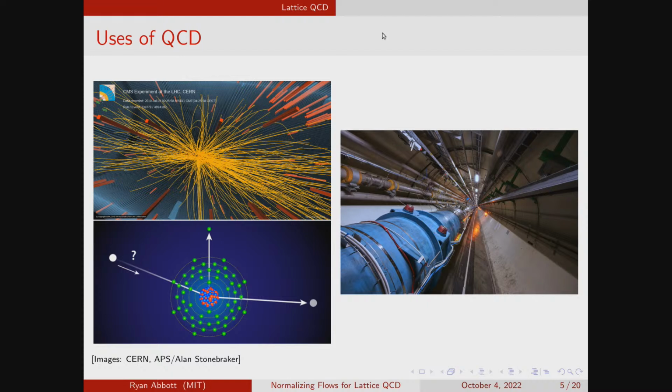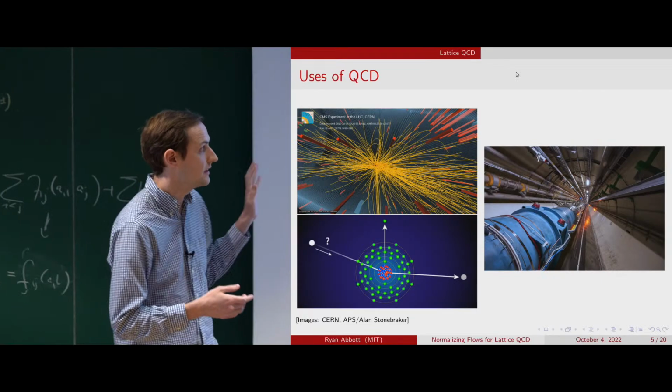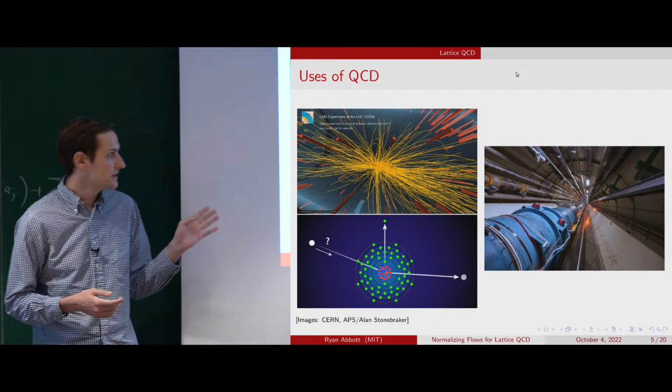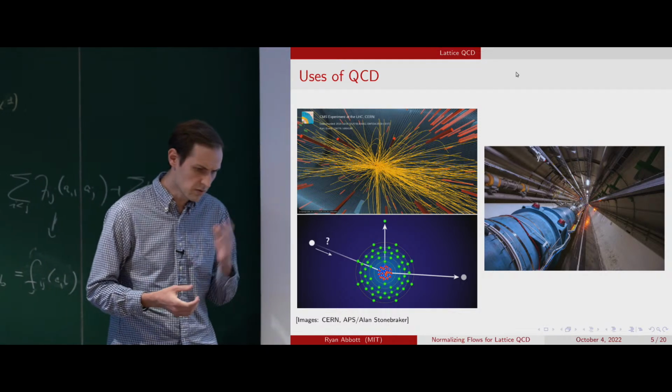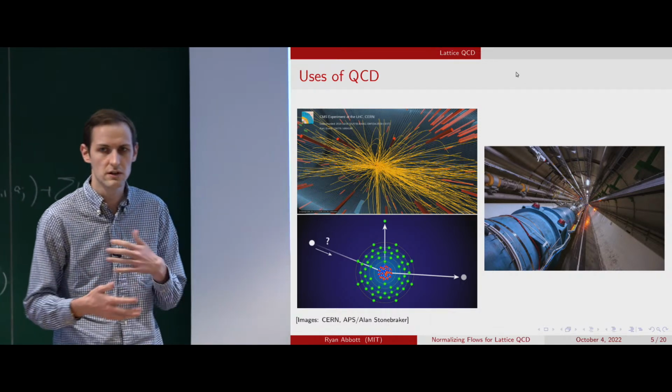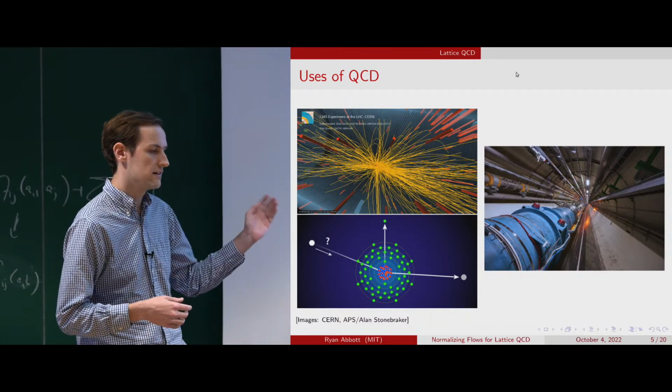And then also the things that come out of it and the things that we measure are also often bound together by QCD. So if you want to understand what's going on at the LHC, you really need to understand QCD very well. But another example where QCD is relevant is in searching for new particles, things like dark matter direct detection experiments.